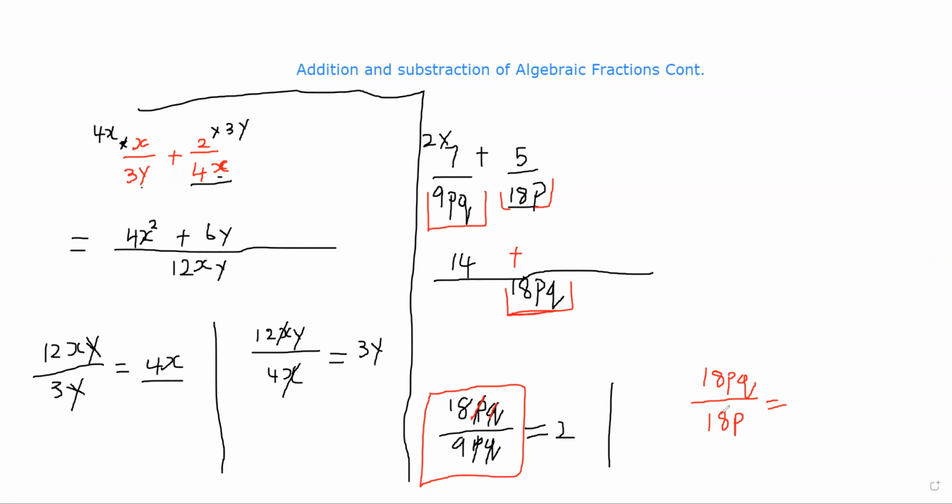So look at it carefully. We see that the P cancels out with the P. 18 divided by 18 is what? 1, right? Anything divided by itself is 1. So as somebody said, you're left with 1Q. But we don't say 1Q. We just say Q, because it is understood that 1 is in front. So you're not wrong, but we just say Q.